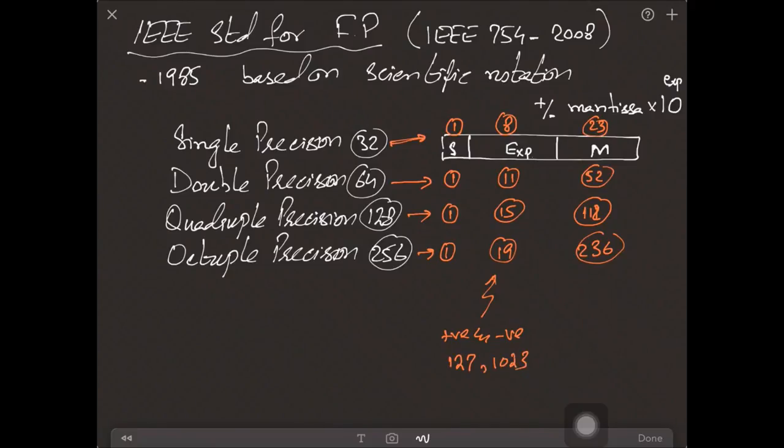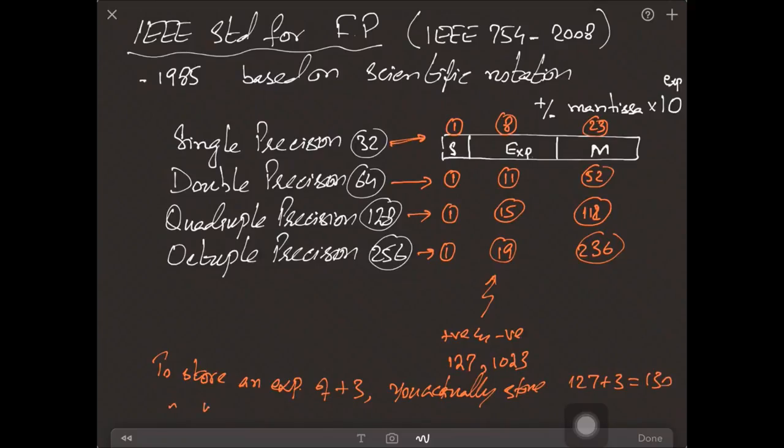So for example, to store an exponent of +3, you actually store 127 plus 3 is equal to 130. And similarly, to store an exponent of, let's suppose, -3, you actually store 127 minus 3 is equal to 124.